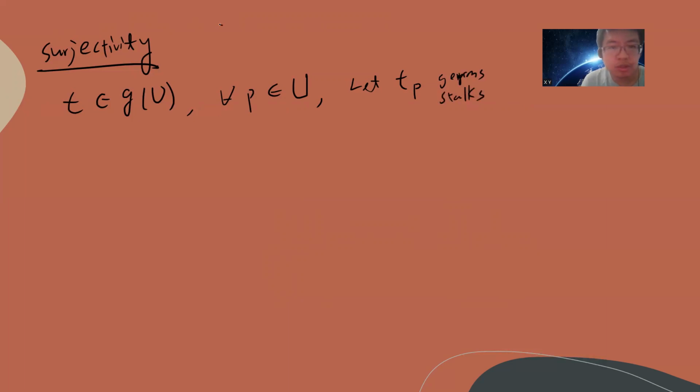Okay, so I think everyone knows this. For all P belonging to U, let's fix P. You take U, and then take G of U, and I take t. This is the representative of the germ t_P, since P belongs to U. So let's call it t_P, which is in the stalk.